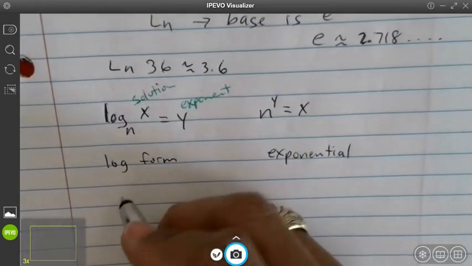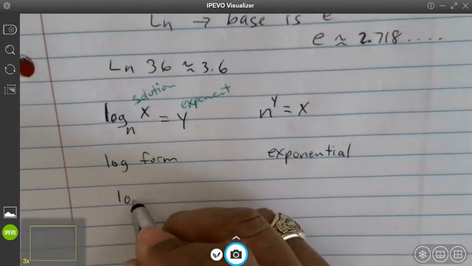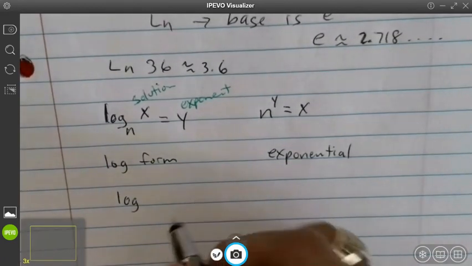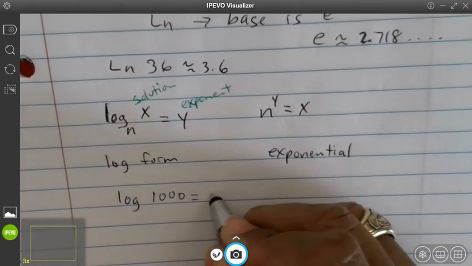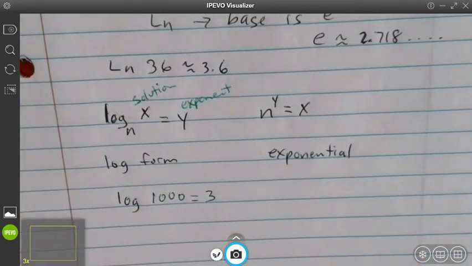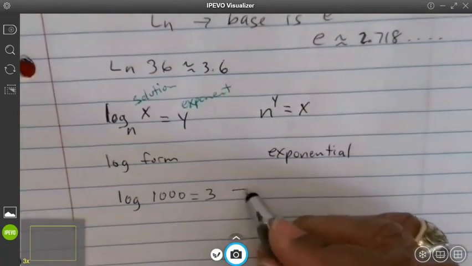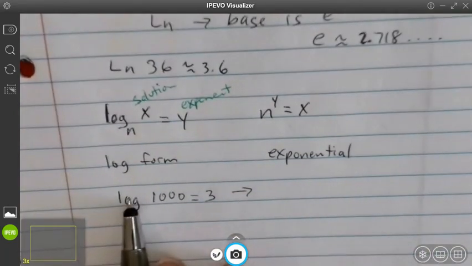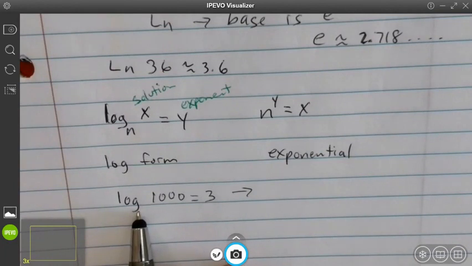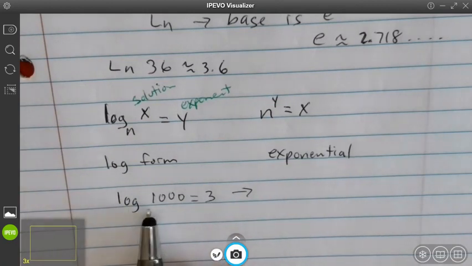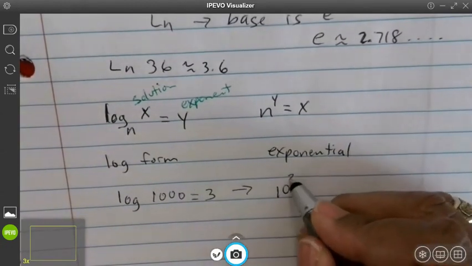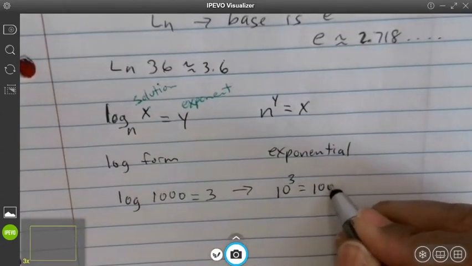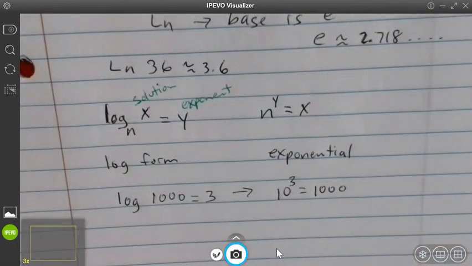For example, if I had log of 1,000 equals 3, and I said change that to exponential form, what would be the base? There's no base written, so that base is 10. That's why you've got to remember that. Normally you will always have the base, but if you don't see that base, it's 10. So it'll be 10 to the exponent 3 equals 1,000, and there you go.